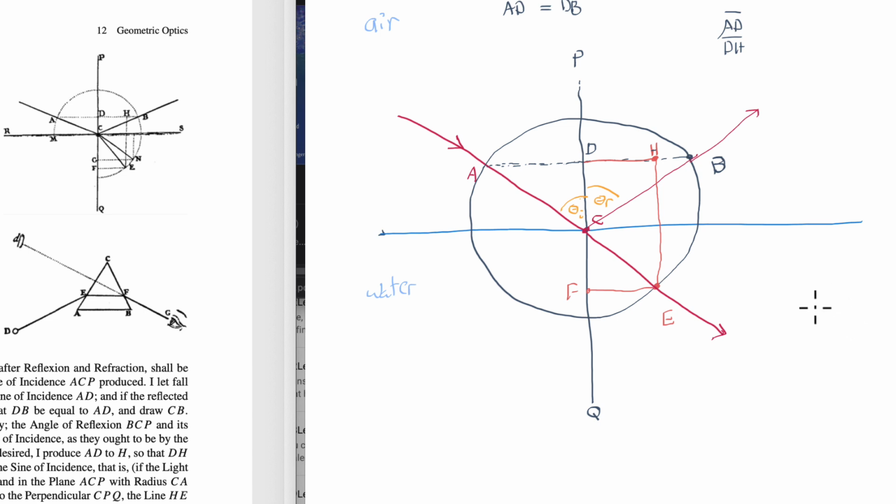He says a line HE cutting the circumference E and joining CE, this line CE shall be the line of the refracted ray, for if EF be let fall perpendicularly on the line PQ, this line EF shall be the sine of refraction of the ray CE. So he says if you take this angle here now, that will be the angle of refraction. That gives you the correct ratio of the sine of refractive angle to the sine of the incidence angle. So he says if you've got air to water, as we've got right here, we know that the sine of theta incident has to be to the sine of theta refracted in the ratio of 4 to 3, which is precisely the ratio that we've constructed here. So AD to DH is in the ratio of 4 to 3, which is the appropriate ratio for water.